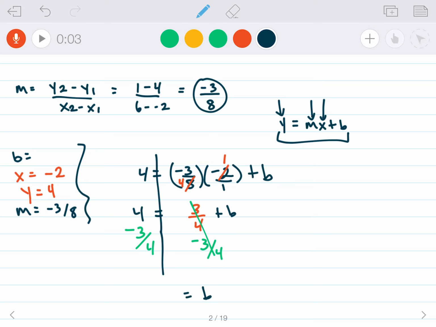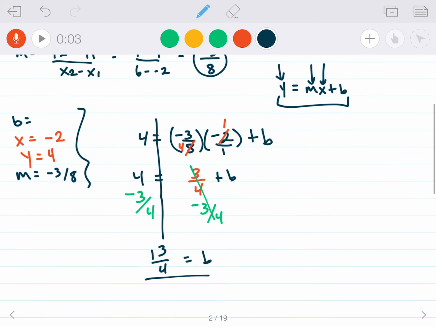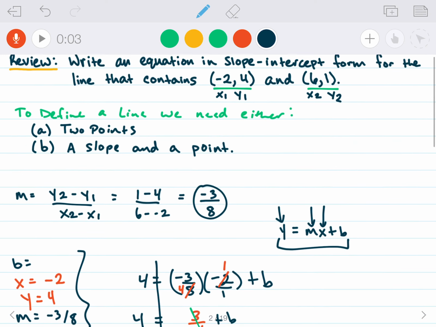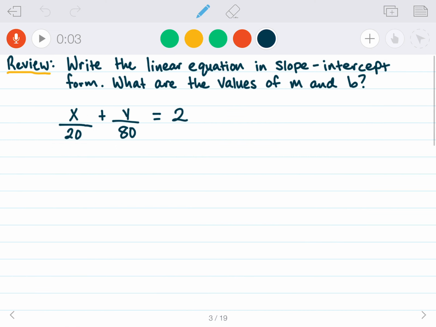Alright, so you can either put this in Desmos or calculate it by hand. I'm just going to put it in my calculator here, but anyway, as an improper fraction, it's going to be 13 over 4, which is our b value. So our line in slope-intercept form is y equals m, which we found to be -3 over 8, x plus b, which we just found to be 13 over 4. So that's a little review of how to do problems like these.